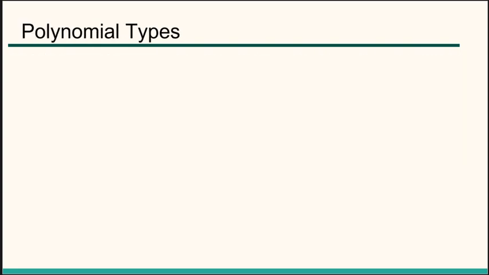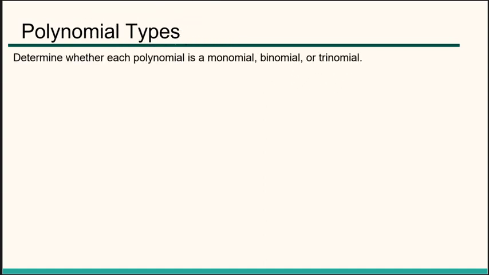So let's look at some polynomial types. We need to determine whether each polynomial is a monomial, binomial, or a trinomial. So let's go. 5x plus 4. Two terms there. Two means bi. That's a binomial. One thing there. That's got to be a monomial.